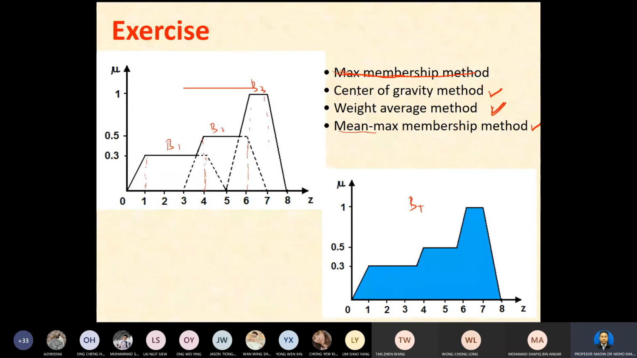We can use the center of gravity method, the weighted average method, or the mismatch method. The simple one is the mismatch method. It is the simple one, the fastest one.